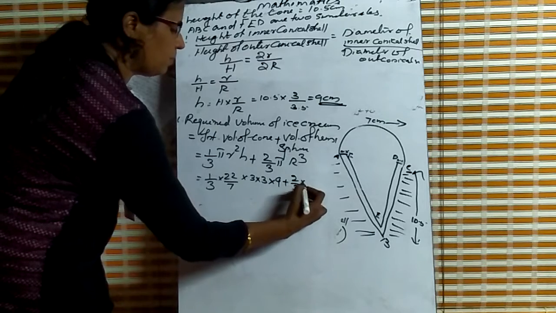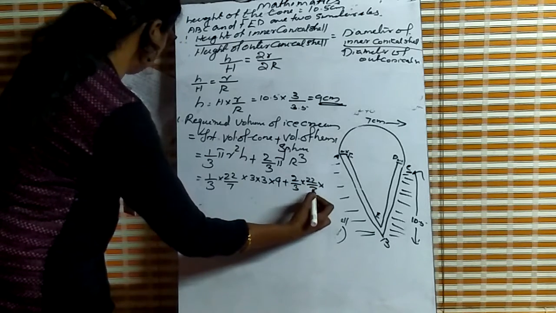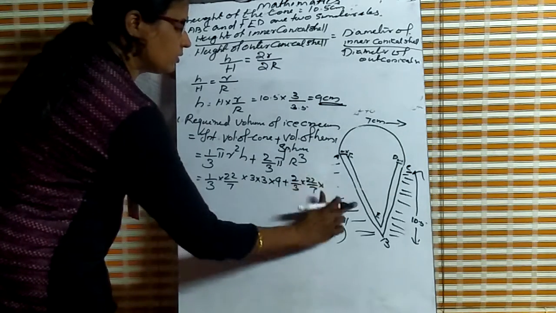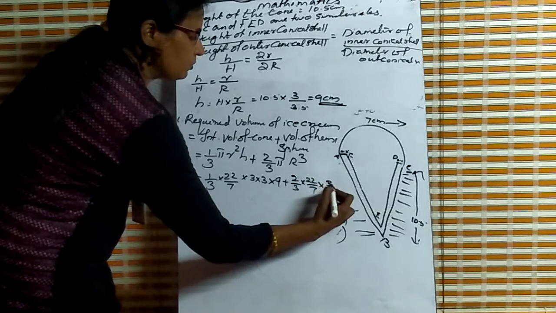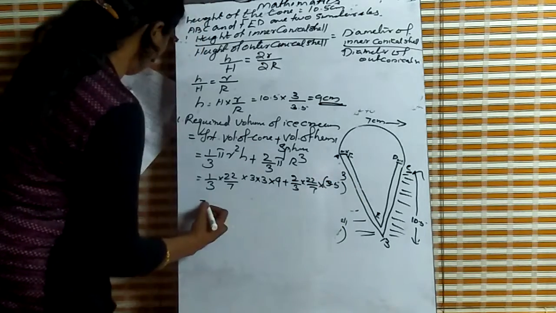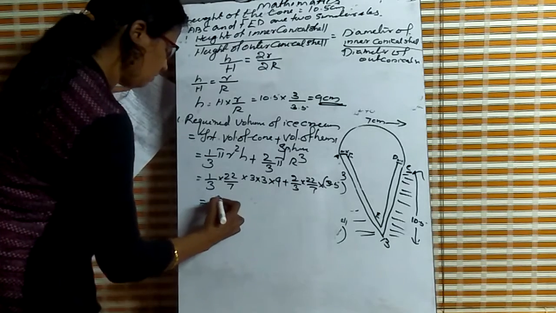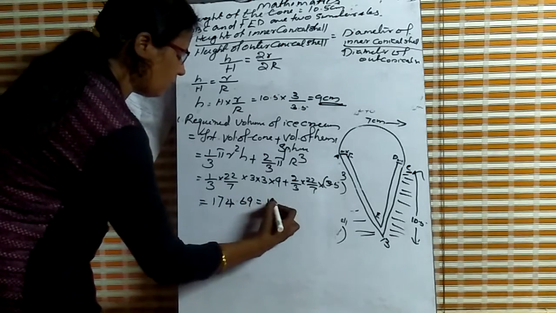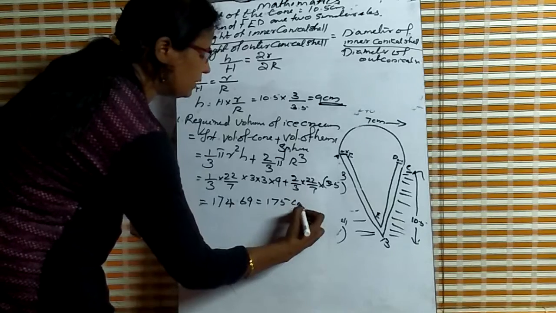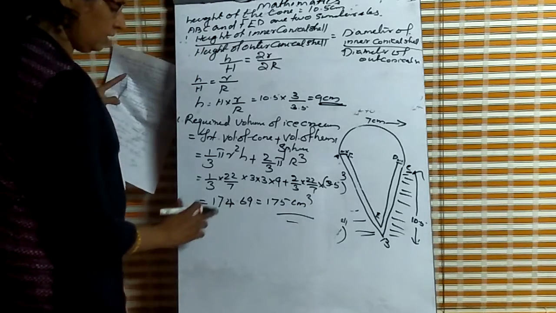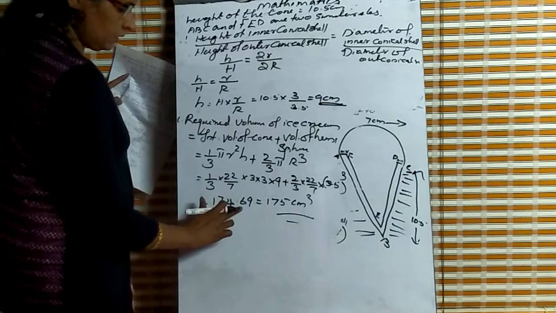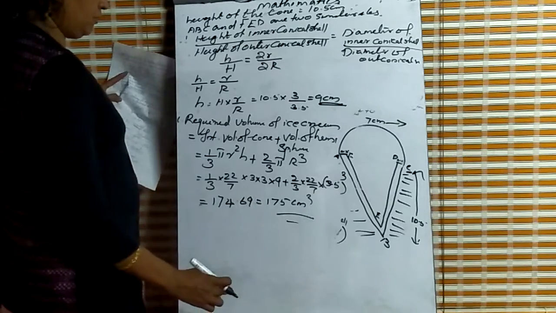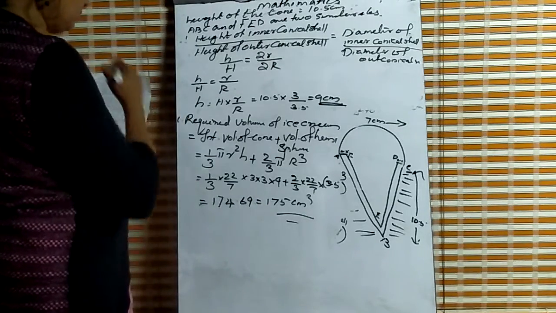Plus 2 by 3 into pi, 22 by 7, into the sphere. The diameter of the sphere is 7, so the radius is 7 by 2, which is 3.5, cubed. This is equal to 174.69, which is 175 centimeter cube. Since 0.69 is greater than 0.5, we add 1 to the left number, 4 plus 1, 5. 175 centimeter cube is the answer to the first question.